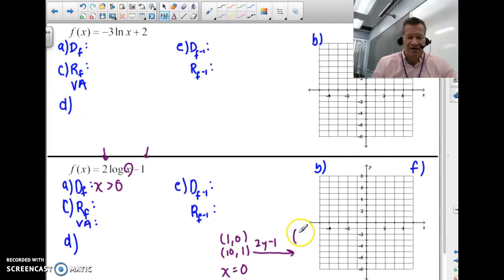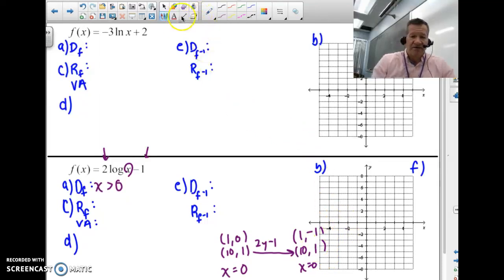So let's see where everything ends up. I didn't give myself enough space here, foolishly. So the x values are going to stay the same, 1, 10, and 0. The y values, 2 times 0 minus 1 is negative 1. 2 times 1 minus 1 is just plain old 1.